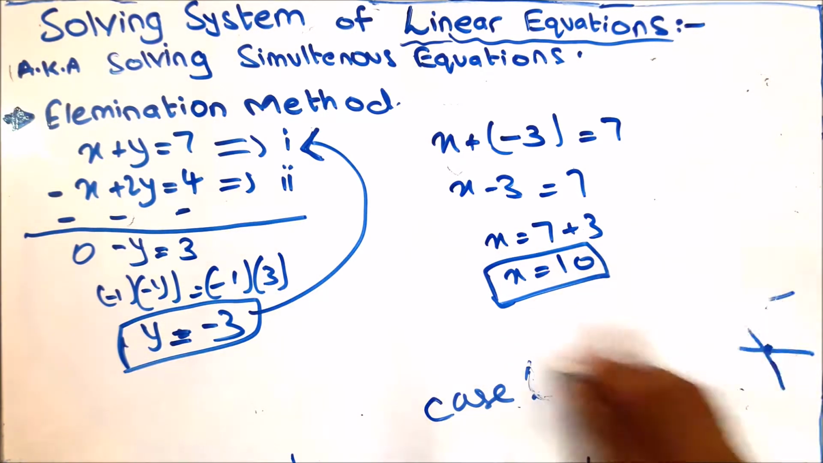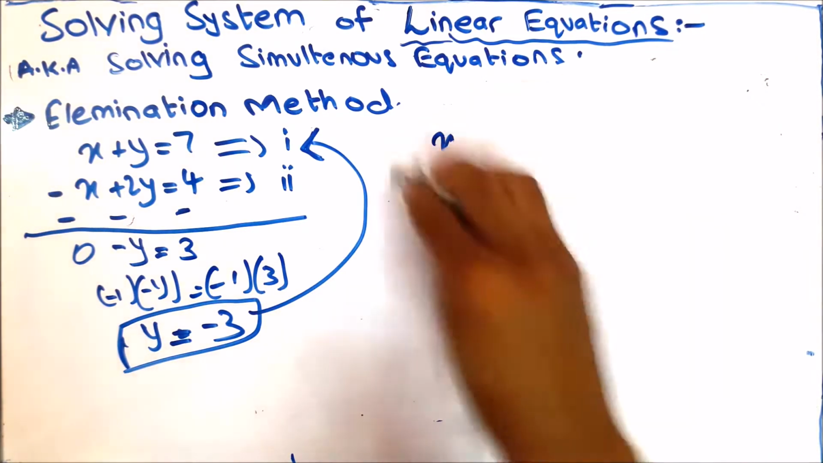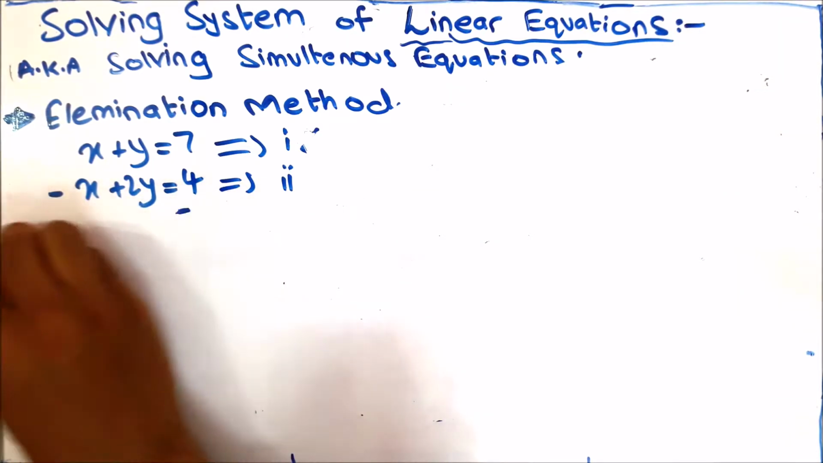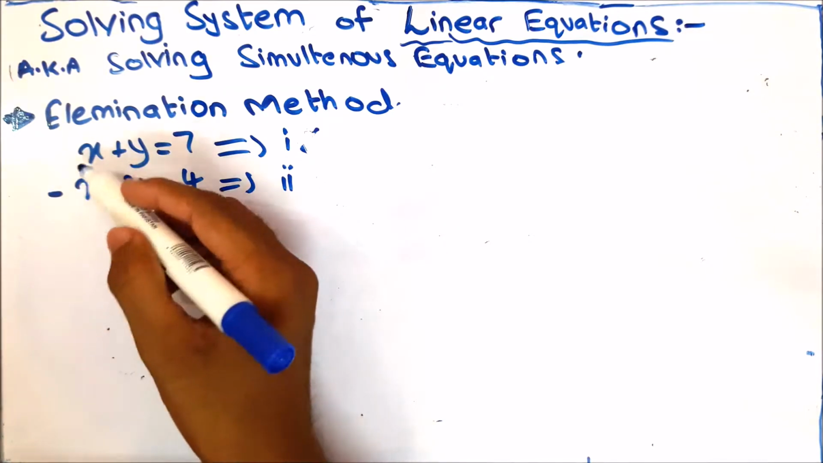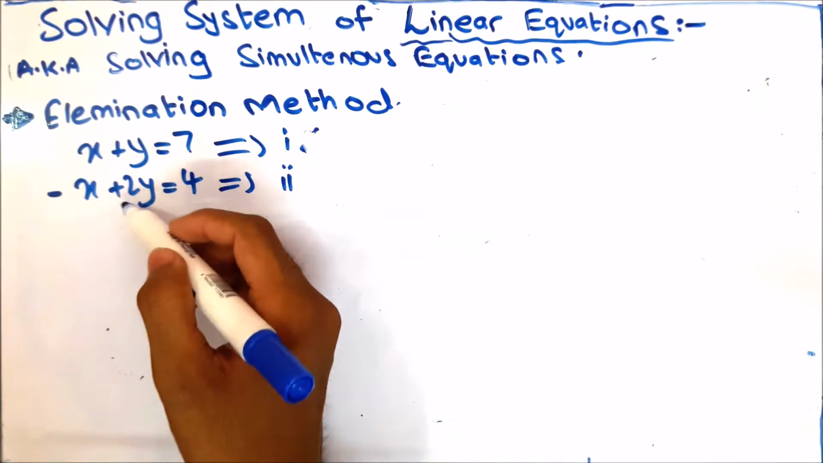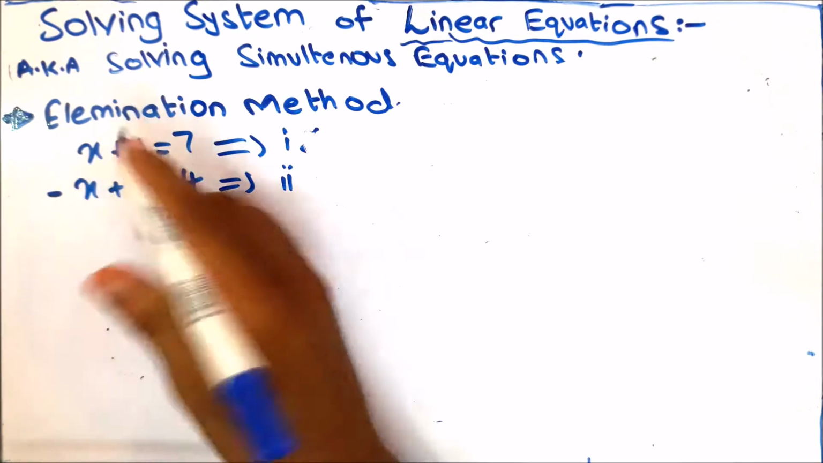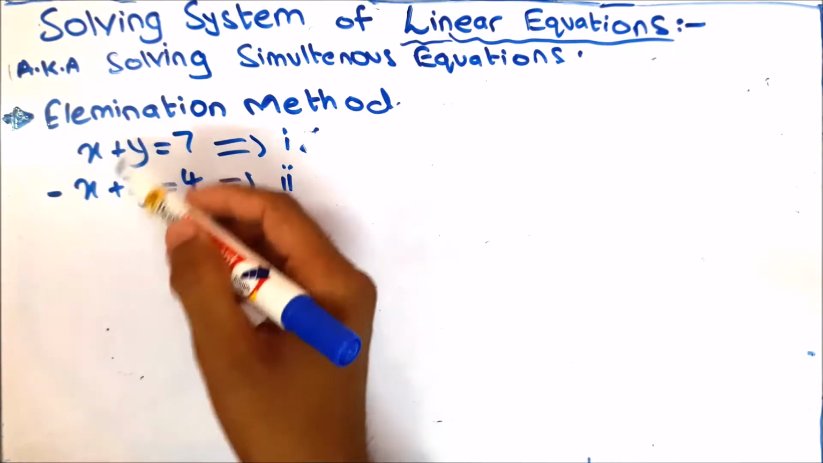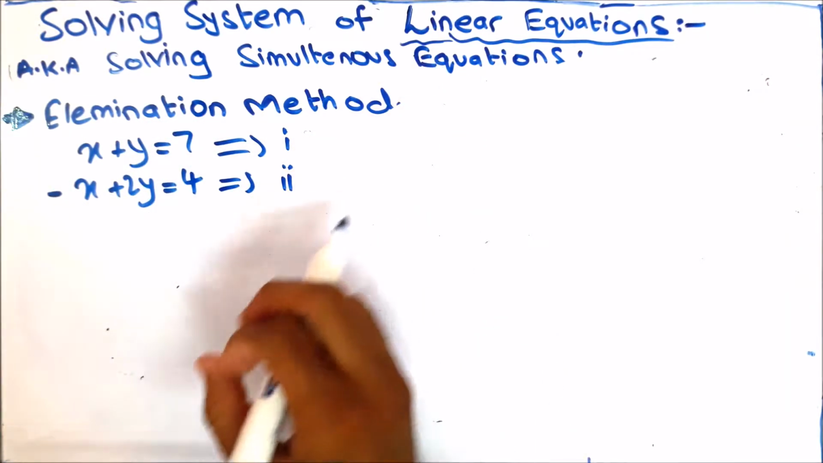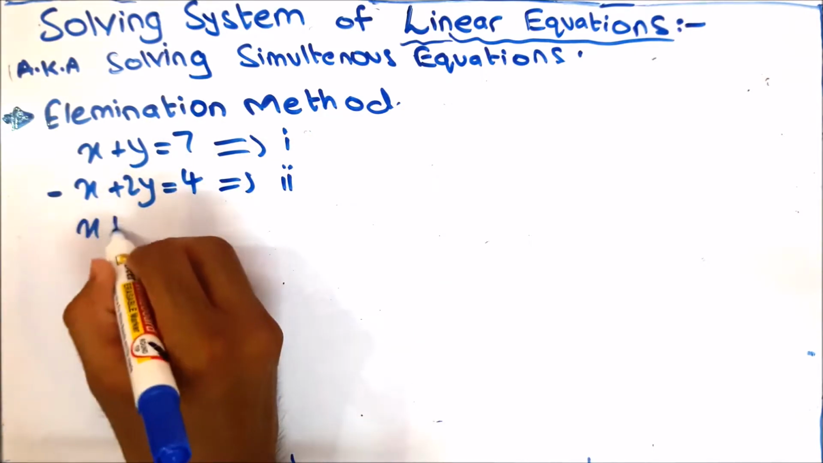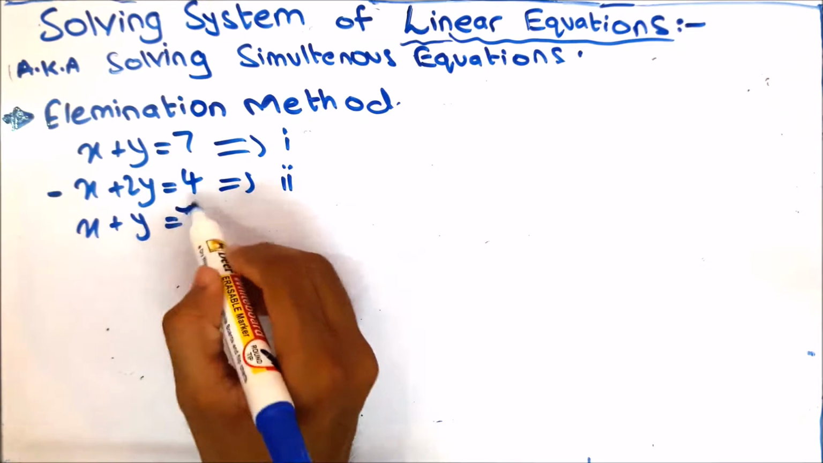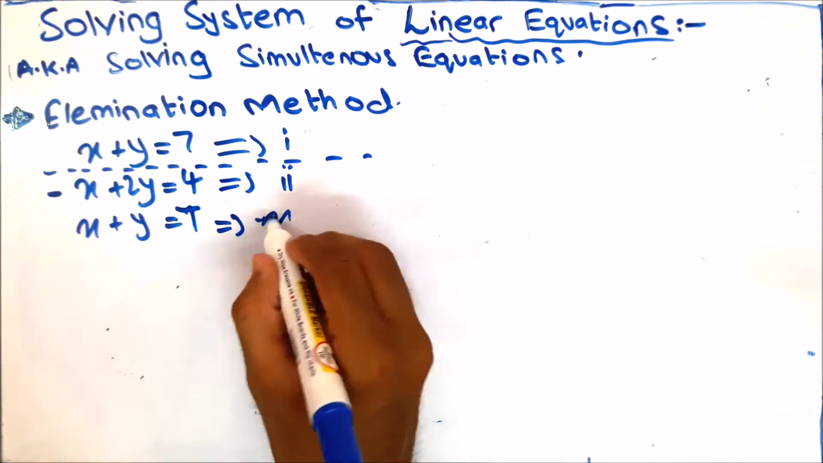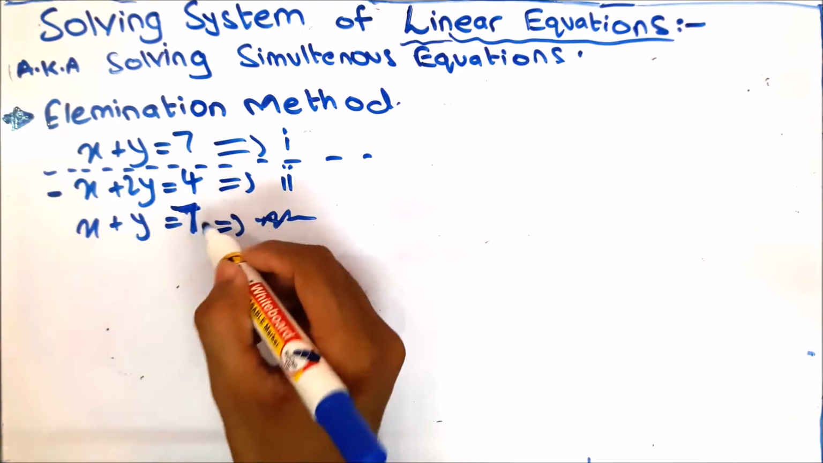Okay, one more thing I would like you all to know is, what if we have to cancel out this y first? Here we cancelled out this x, but what if we have to cancel out this y? It's a more difficult job, so we prefer to cancel out x, but we can also do that. In that way, we write this down: x plus y equals 7, like we separate it. This becomes equation 2. This is 7.